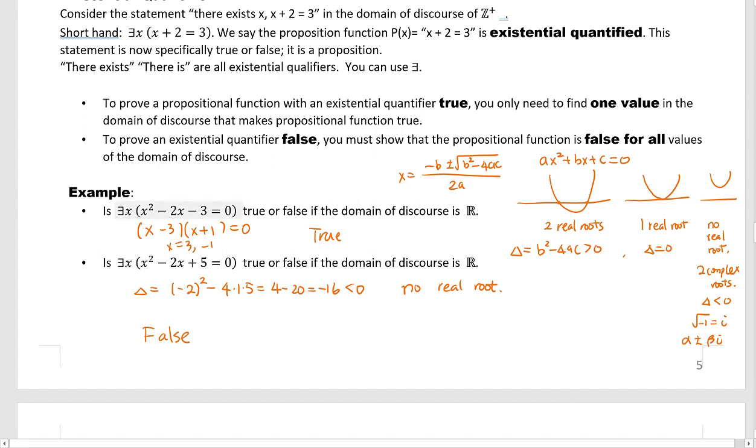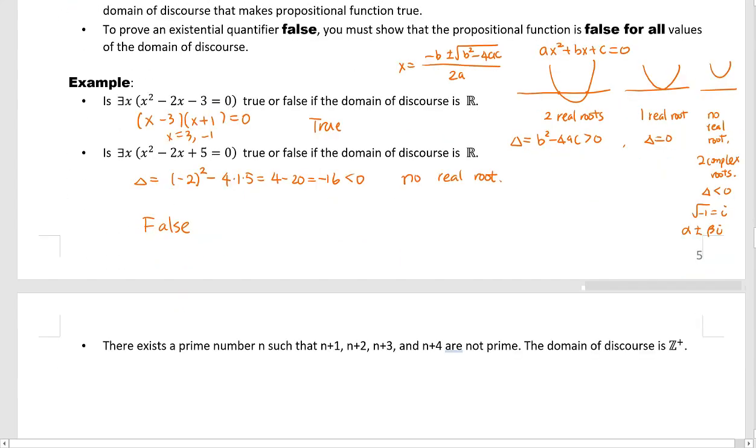So far, so good, everybody? See, for existential quantifier statements, to show it's true, we just need to find a value that satisfies the propositional function. And to show it is false, we must show that there's no value that can make this work. Okay, let's continue.